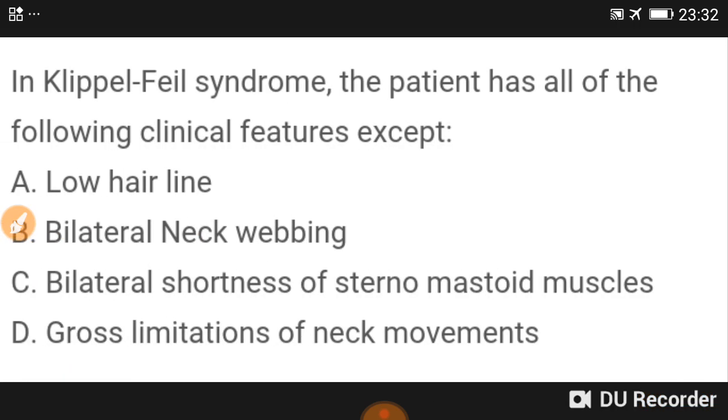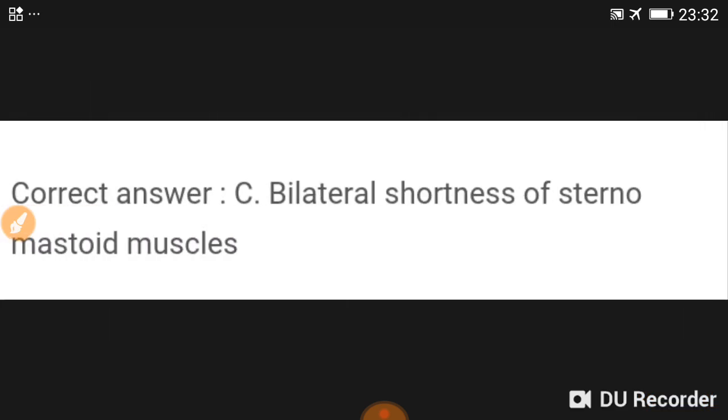Remember. Now, in Klippel-Feil syndrome, the patient has all of the following clinical features except: low hairline, bilateral neck webbing, gross limitation of neck movements, but no bilateral shortness of sternomastoid muscle. They are asking except, so this is the answer suitable here.